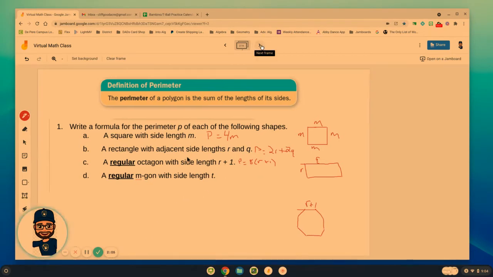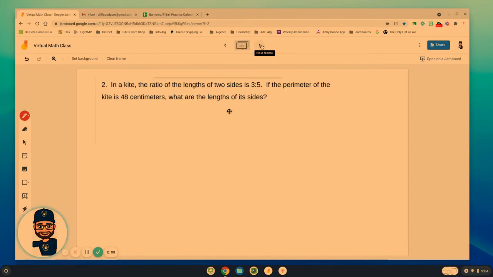Okay, now how do we apply that and what do we actually do? Well, here's an example of applying it to finding the lengths of a kite. Okay, a kite, the ratio of those lengths of those two sides is 3 to 5. If a perimeter of the kite is 48, what are the lengths of the sides?